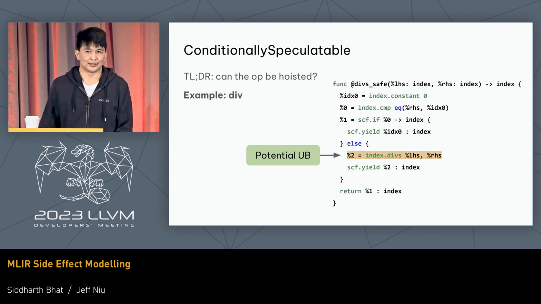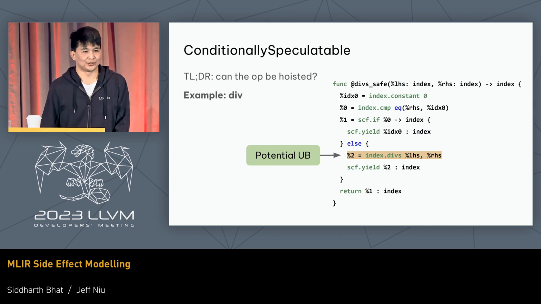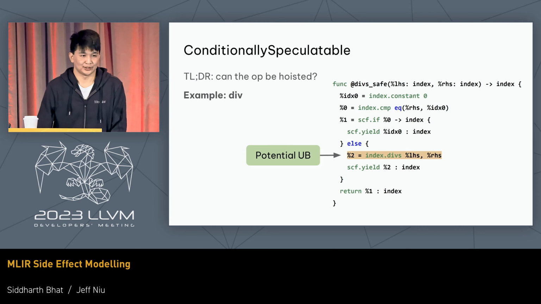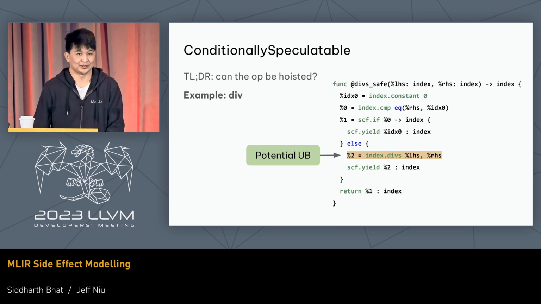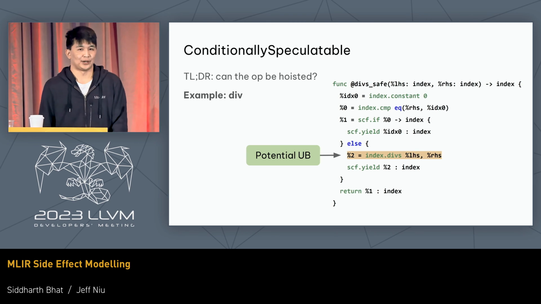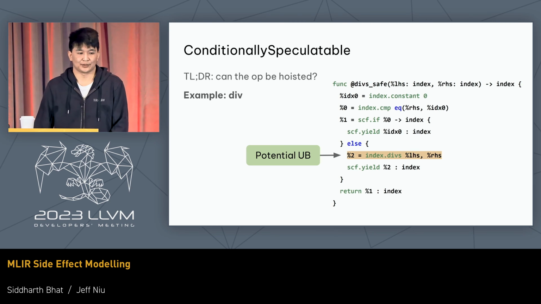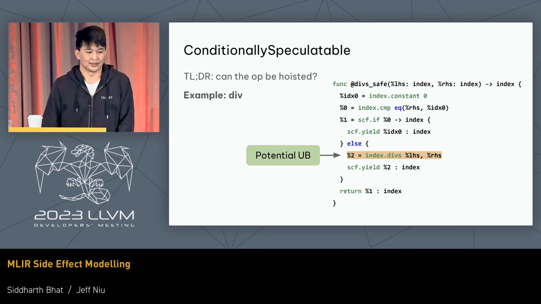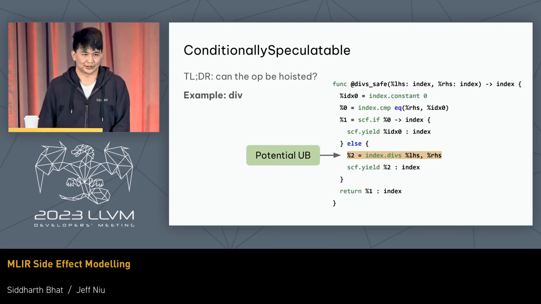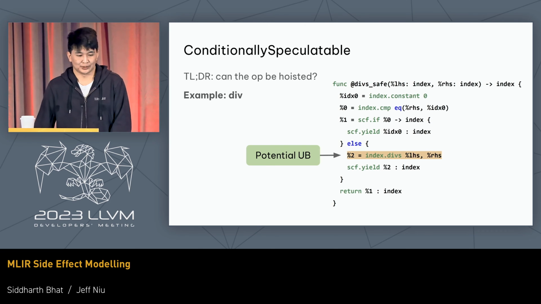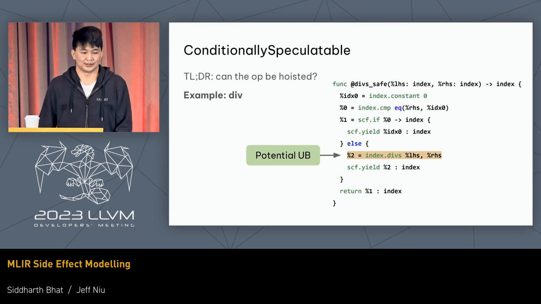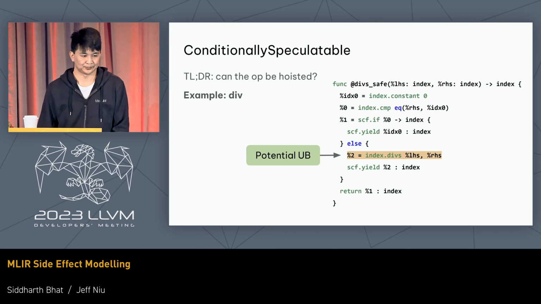Another part of MLIR's side effect modeling, and one can argue whether this is side effects or something else, is conditionally speculatable. It's a very simple interface, and it pretty much just asks an operation: can I hoist you? It can be used to model ops with undefined behavior in certain conditions, like div. Div is a memory effect-free operation and has no side effects, but it can have undefined behavior depending on the dynamic value of its inputs. So in this situation, it's not valid to hoist the div, because the div has undefined behavior, but not in the code as written.